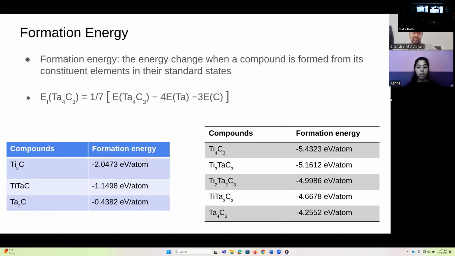And one thing in common with all of these compounds is that they all have a negative formation energy, meaning that they are all chemically stable. We can compare this to the diagram on the left, which is from our previously published paper, which has the compounds Ti2C, TiTaC, and Ta2C. And these also have all negative formation energies. We can see that, however, Ta4C3 has a more negative formation energy than the diagram on the left, and that tells us that it is more chemically stable.